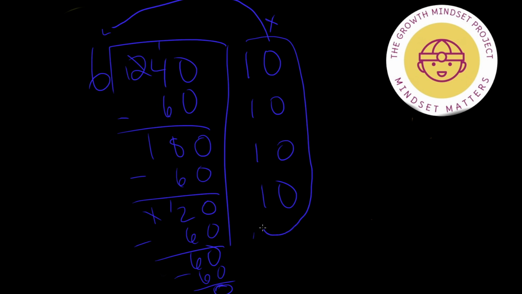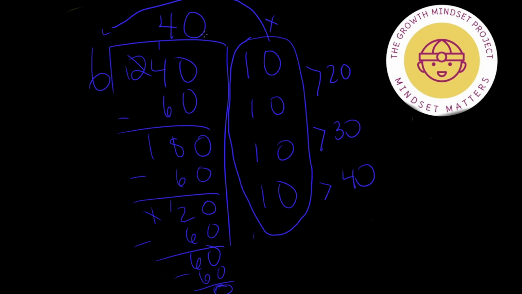So we're going to take our numbers and add them. 10 plus 10 is 20. Plus 10 is 30. Plus 10 is 40. So our answer is 40.